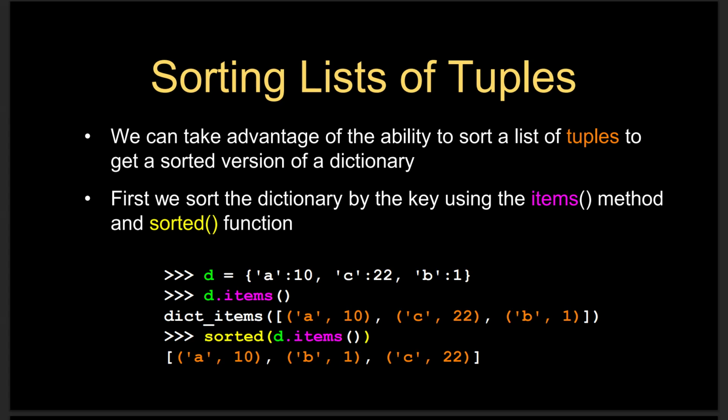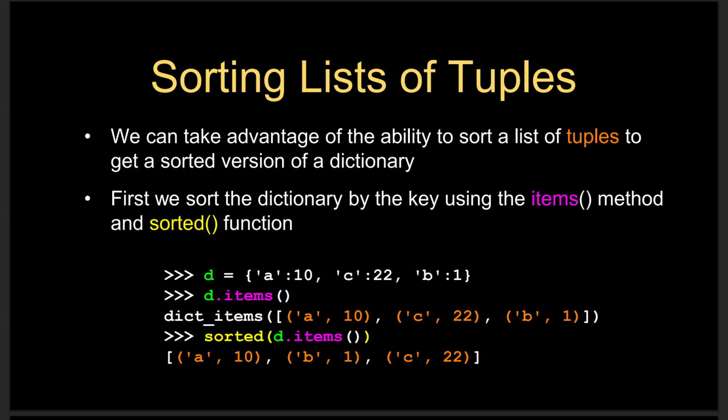First, we sort the dictionary by the key using the items method. By using the items method and the sorting function, we can sort the dictionary by the key. So here d equal to a 10, c 22, b 1. Here we have the key value pairs, so this is the dictionary. Here I am extracting d.items. Whenever you do this operation, it will bring these key value pairs in the form of tuples in a list.